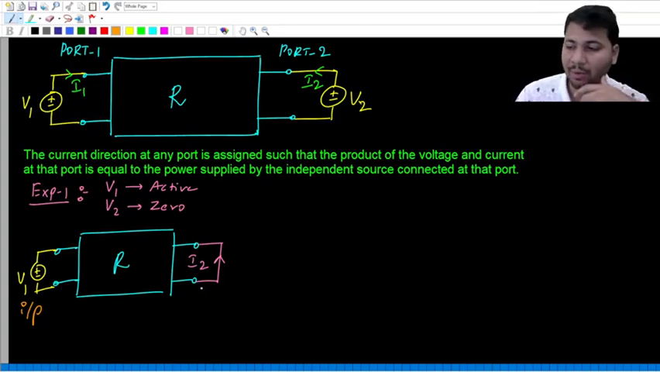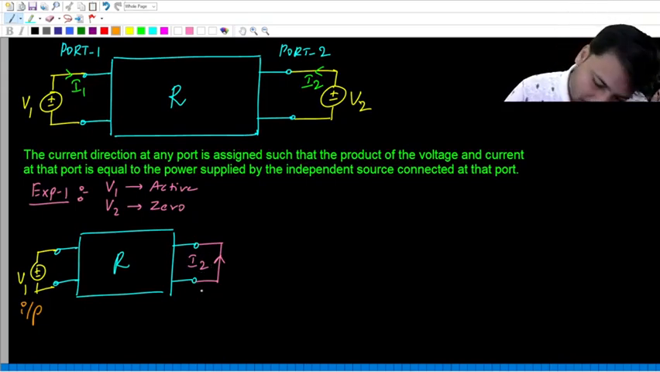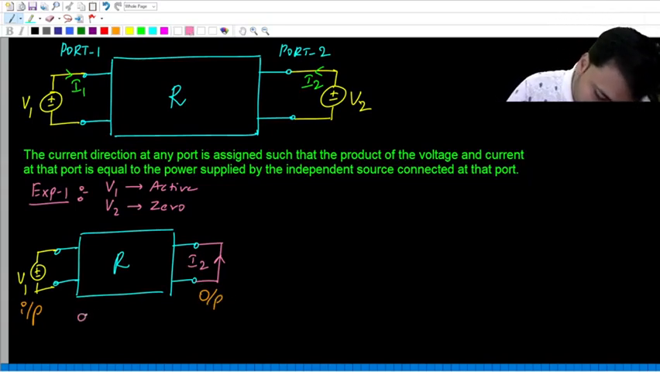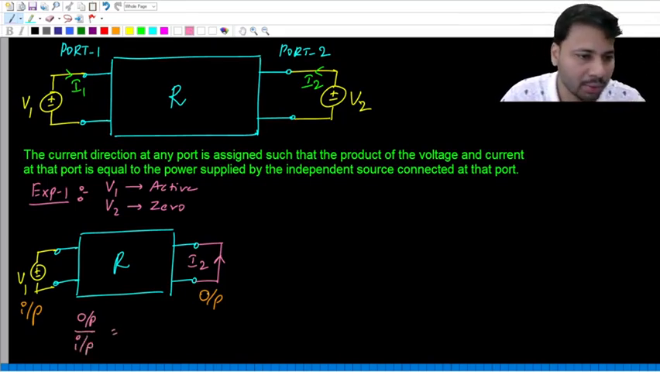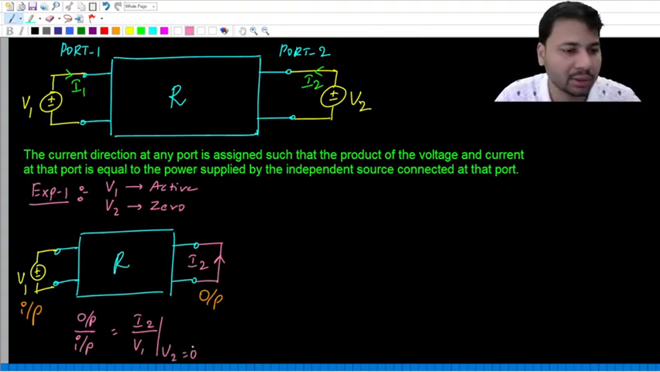And at port 2 we have a short circuit. For a short circuit, the voltage drop is 0, but current can always flow. So whatever current flows in the short circuit at port 2, that is the output. And then in each experiment, we find the ratio of output to input. So what is the ratio of output to input in this particular experiment? It is I2 by V1, when V2 is 0.